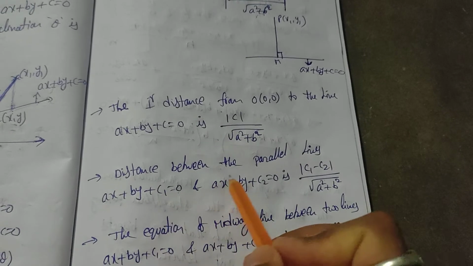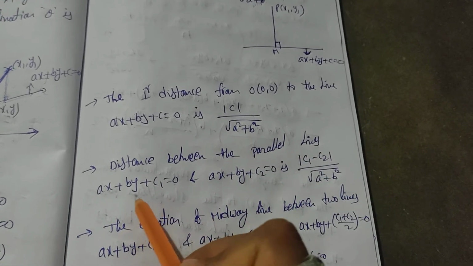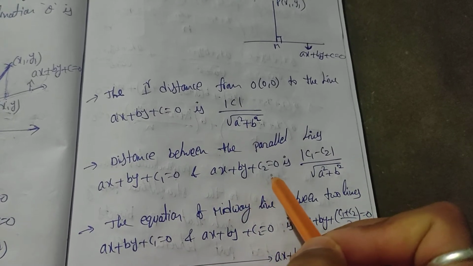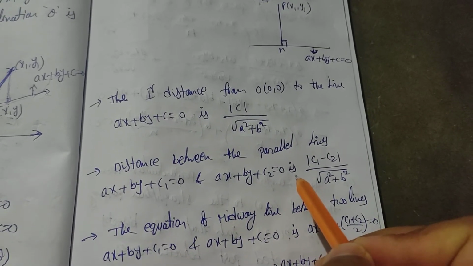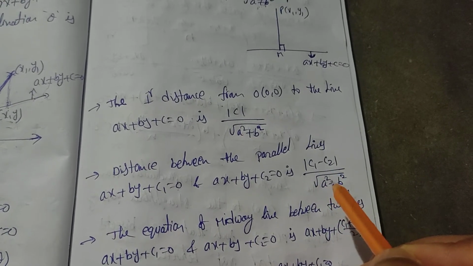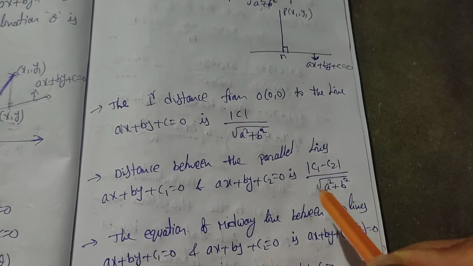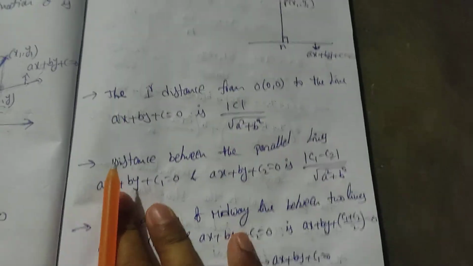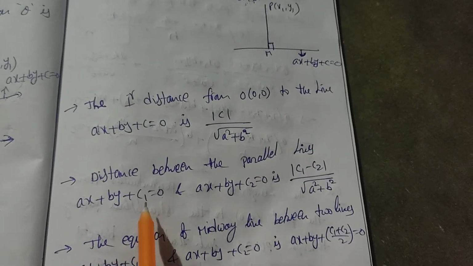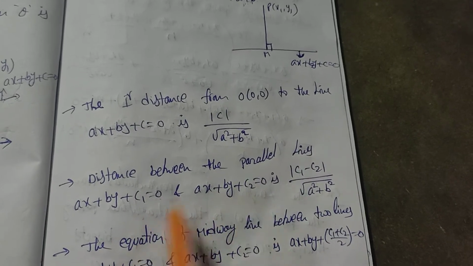Next one, the distance between the parallel lines ax + by + c1 = 0 and ax + by + c2 = 0 is modulus of (c1 minus c2) by root over a square plus b square. Very important formula: the distance between two parallel lines. Here you understand one thing, the difference between the parallel lines is only in the constants.